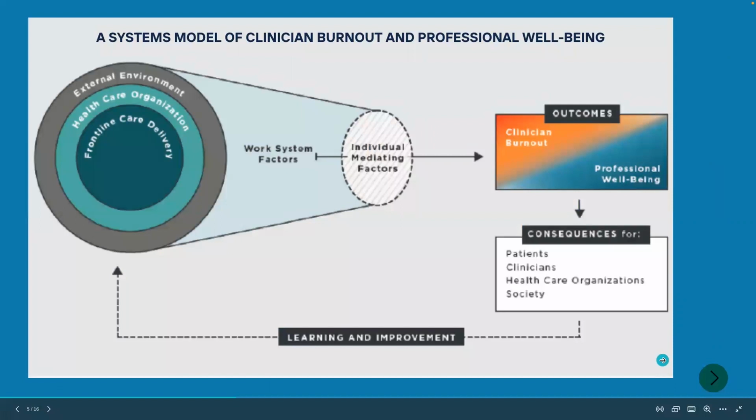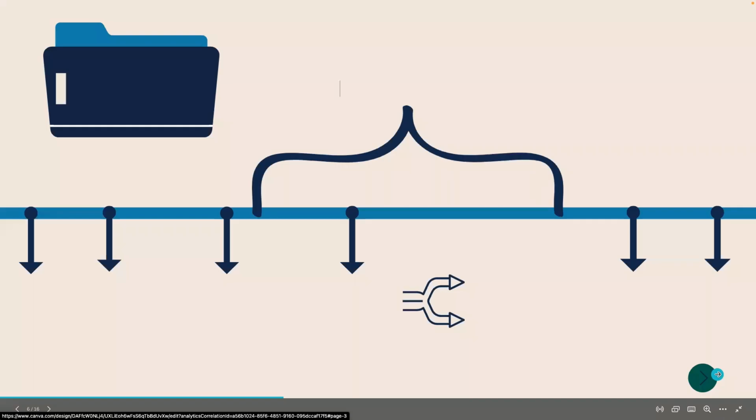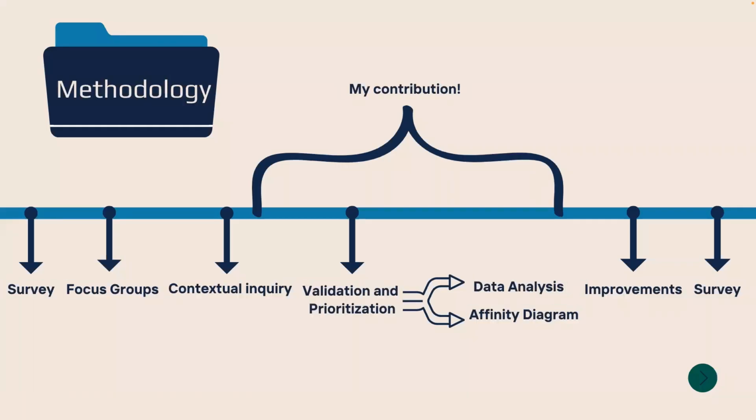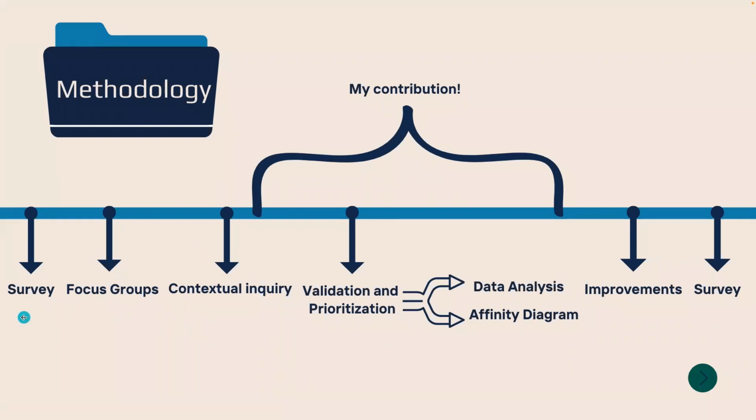So this is a system model by the National Academy of Medicine, which was used in the construction of the methodology of the study, which is coming up next. So on the methodology, these are the steps followed in the study, starting from a pre-completion survey, focus groups, contextual inquiry, validation of data, prioritization of the tasks, deployment, and post-completion survey. So I was involved in the contextual inquiry, data analysis, and affinity diagram parts of the study.